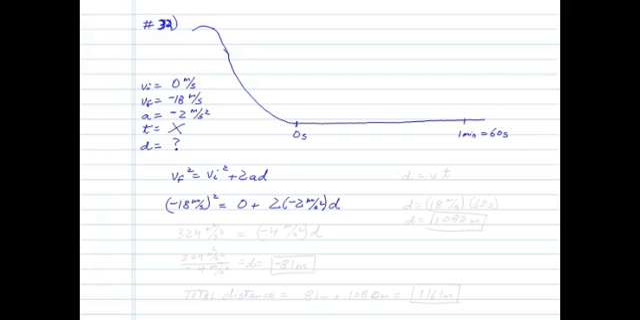So negative 18 squared is 324. Negative sign goes away. 324 meters squared per second squared equals negative 4 meters per second squared times d. So 324 meters squared per second squared divided by negative 4 meters per second squared equals d, which equals negative 81 meters. So the negative sign just means he was going downhill, but his total distance traveled is 81 meters down the hill.